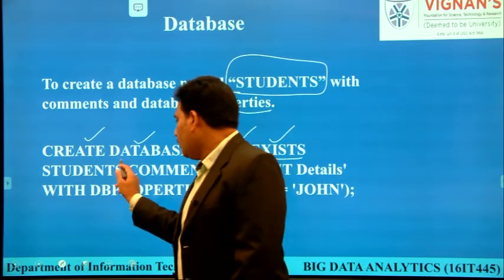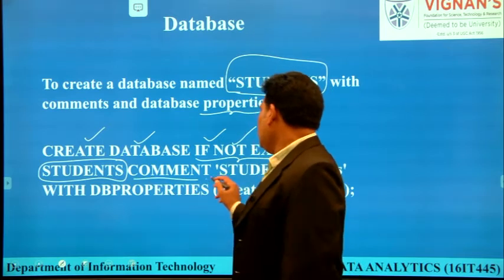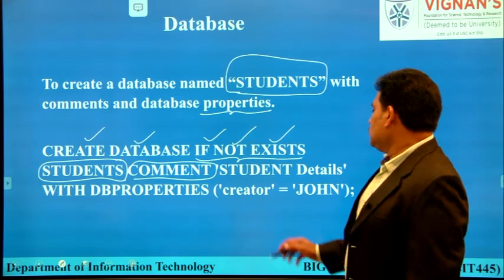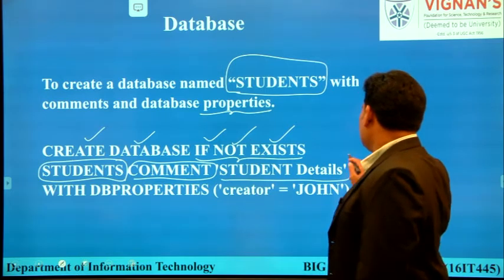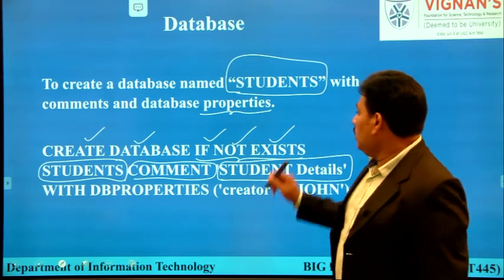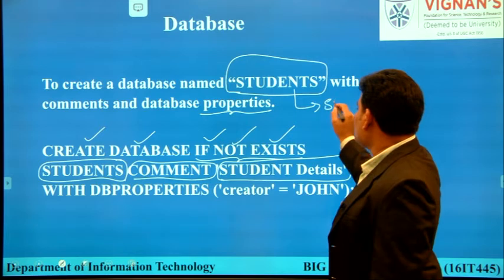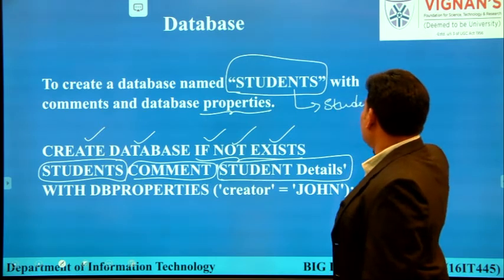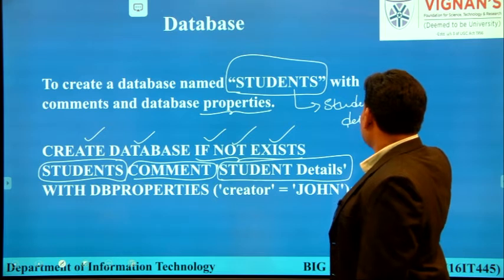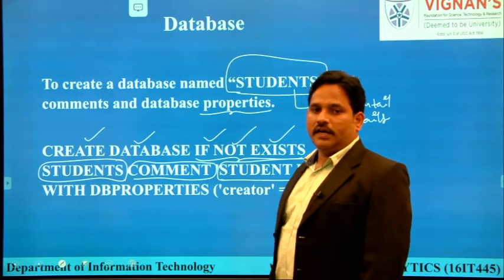Here we have written the database name as students, and here we are giving a comment. Here the comment is student details. That means this is a description of the database. Here we are creating a database called students, and the description is student details. This we are calling a comment here. And we want to give some basic database properties.